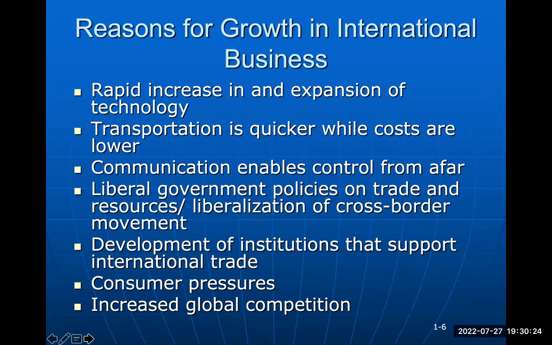All right. And increased global competition. There's so much competition going on all over the world. Companies are always trying to see how best they can retain their market share. So part of how they do that is to go international, to move the local or domestic business and make it international, entering into different markets.